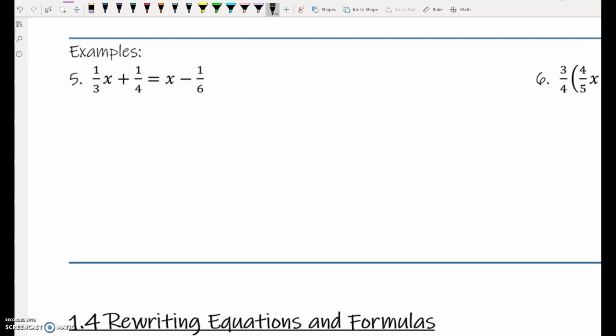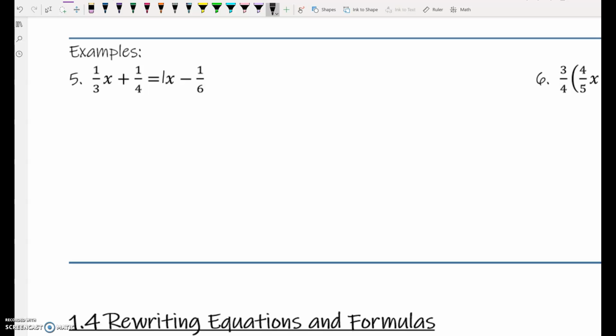First thing I'm going to do is put a 1 in front of the x right after the equal sign to make sure that I don't forget about that x in there. Now, we could subtract 1/3 x from both sides and then add 1/6 to both sides. But does using fractions like that really thrill you? Probably not. So we are going to stomp out these fractions and make them completely go away.